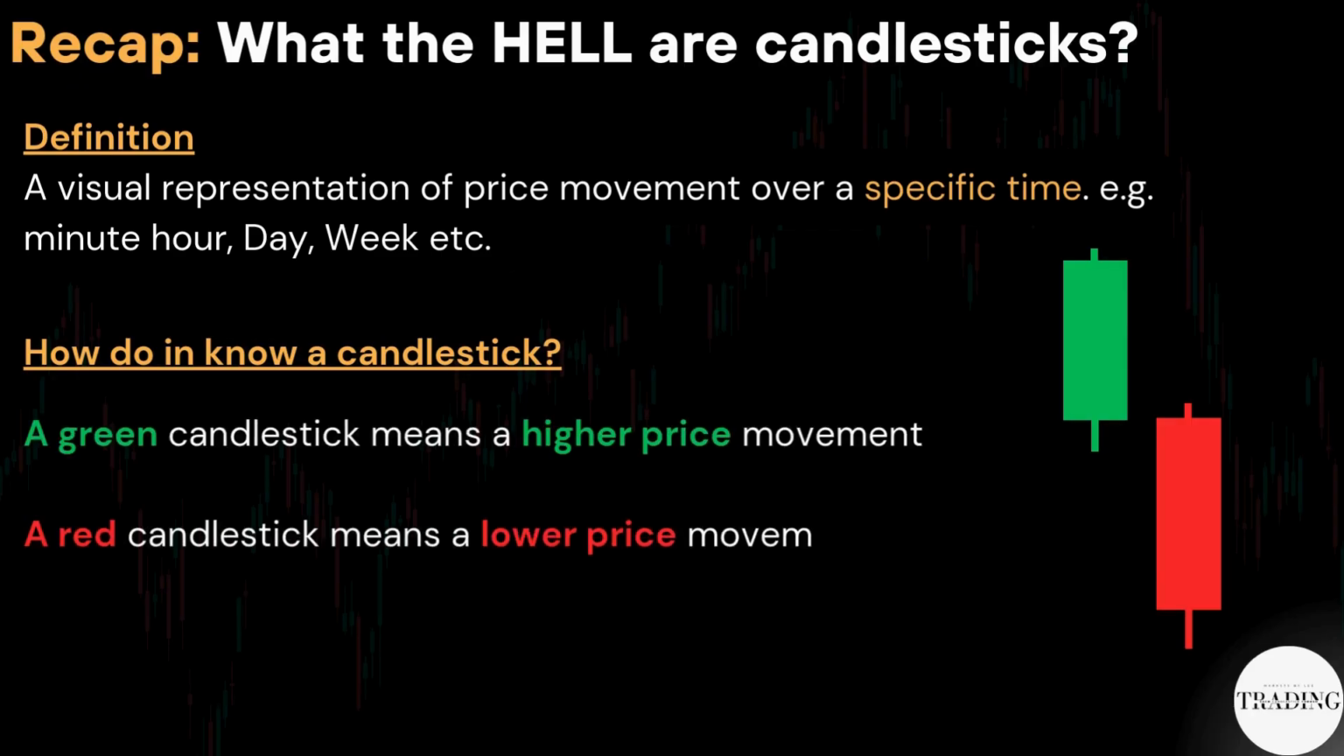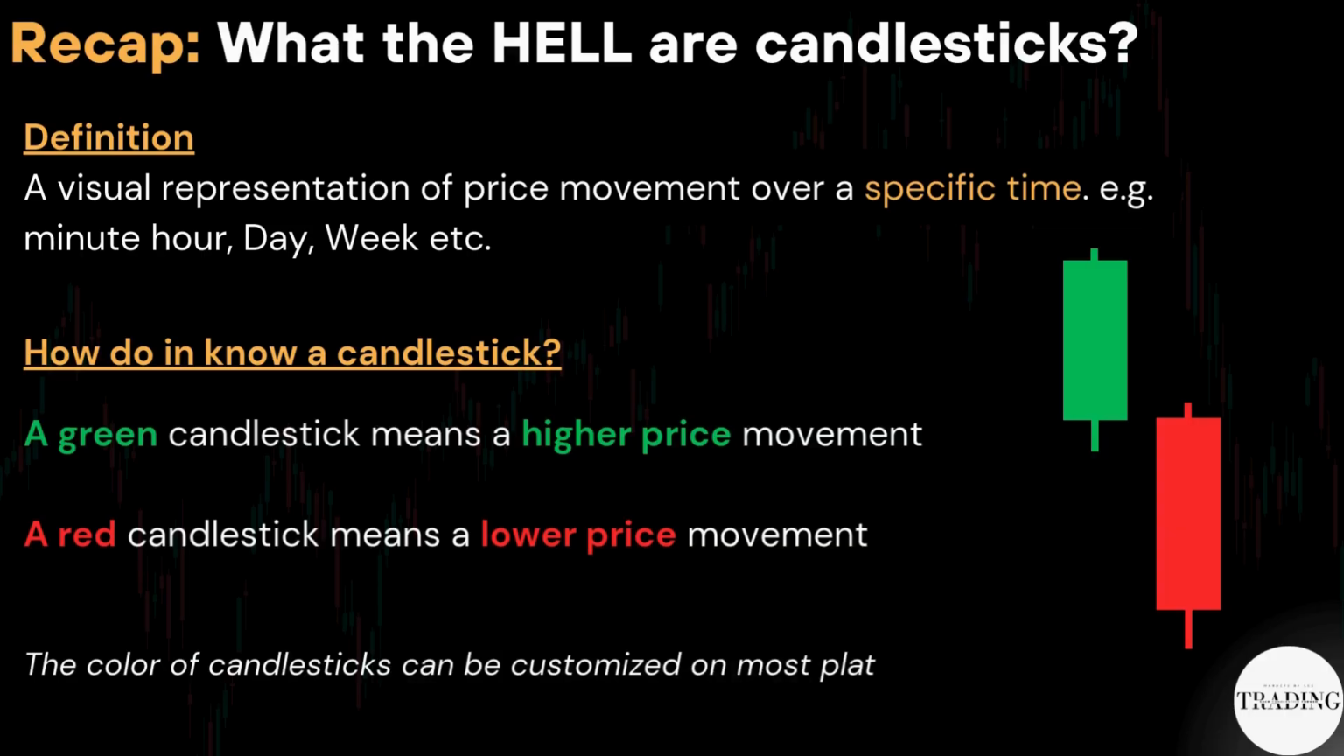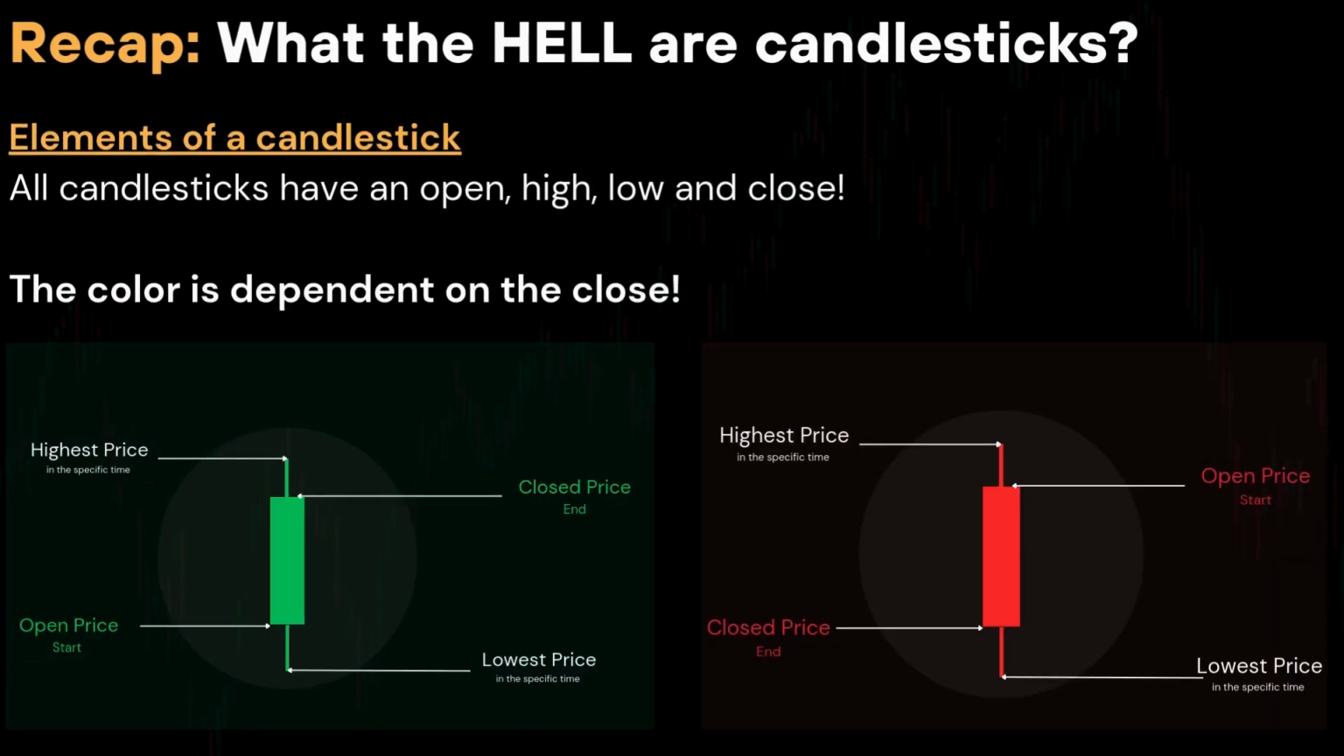Well, as we would have discussed, a candlestick is just a visual representation of price movement over a specific period of time. On most platforms, we know that a candlestick will have either of two colors. Typically, a green candlestick would represent higher price movement, and a red candlestick would represent lower price movement. Now, as for the elements of a candlestick, all candlesticks will have an open, a high, a low, and a close. The color of the candlestick is dependent on the close.